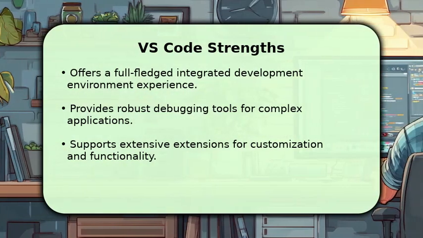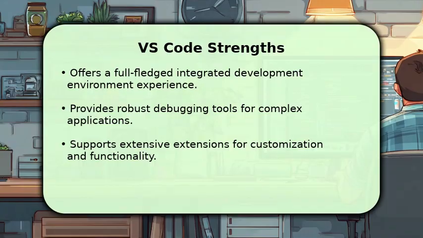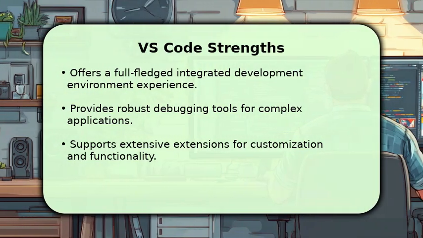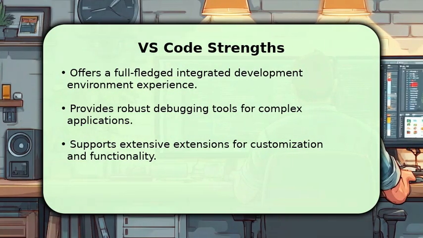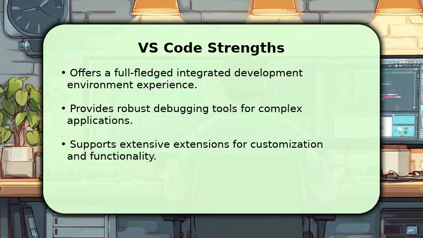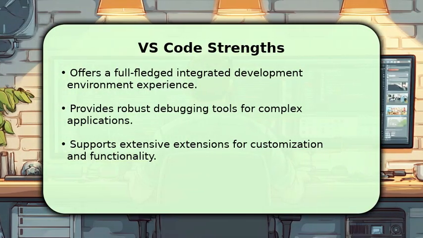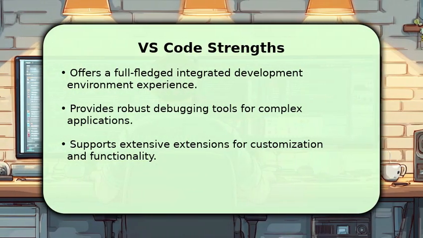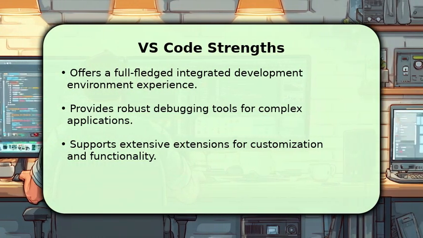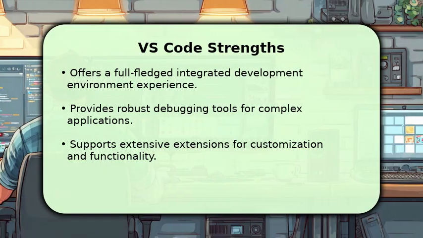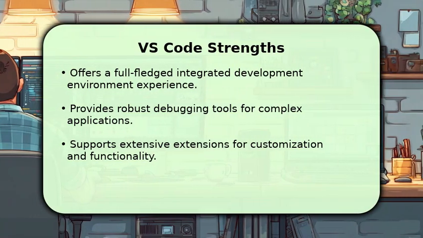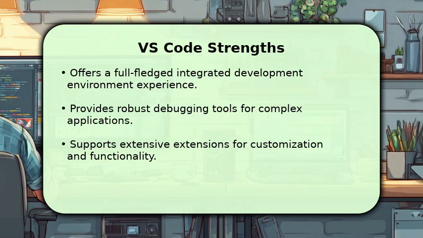VS Code shines as a full-featured integrated development environment. It provides robust debugging capabilities, allowing you to step through code line by line and inspect variables with ease. Its vast marketplace offers thousands of extensions, enhancing productivity for nearly any programming task, from web development to cloud deployment. For larger projects requiring structured code management and version control, VS Code offers unparalleled support and efficiency.